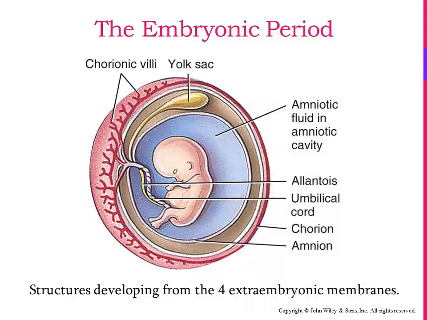Here's a diagram just showing you the structures of the embryonic period. That little alien in the middle is present after only a few weeks of gestation. So it doesn't take long for the cells to begin to differentiate and segregate to form the structures, the primitive structures of the various organs and systems of the developing infant.